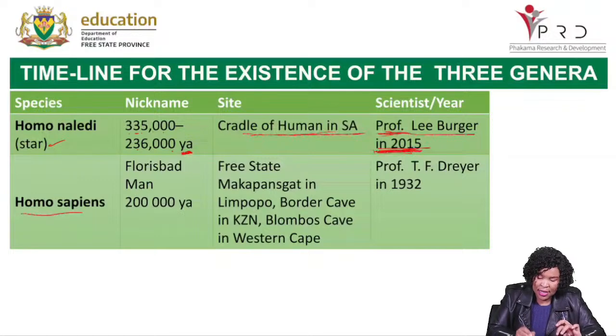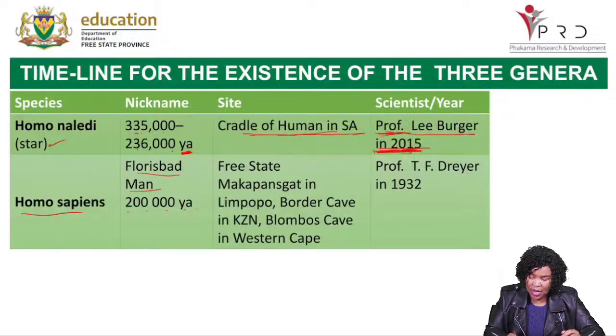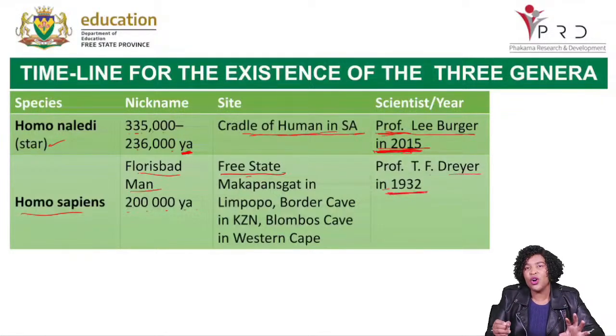And then the Homo sapiens, existed from around 200,000 years ago. That is us. We're still existing even today. Then some of the sites or some of the fossils were found in the Free State, in Makapansgat in Limpopo, the Border Cave in KwaZulu-Natal, and the Blombos Cave in the Western Cape, by Professor T.F. Dreyer in 1932. So you must know the years, you must know where the sites were and what fossils were found, because all of these fossils are used as evidence to support human evolution.